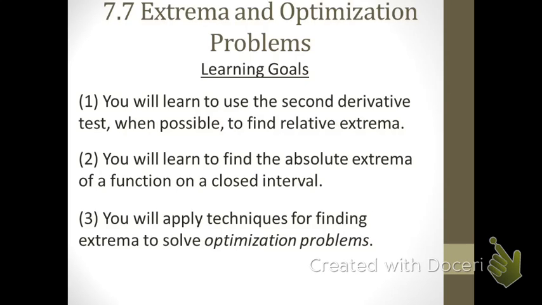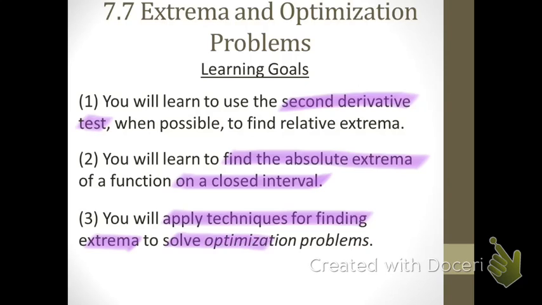We need to talk about how you use the second derivative test, when it's possible, because it's not always, in order to find relative minimum and relative maximum values. We also need to learn how to find the absolute extrema of a function on a closed interval. And we need to use all these techniques that we've been learning for finding extrema in order to solve what are called optimization problems.